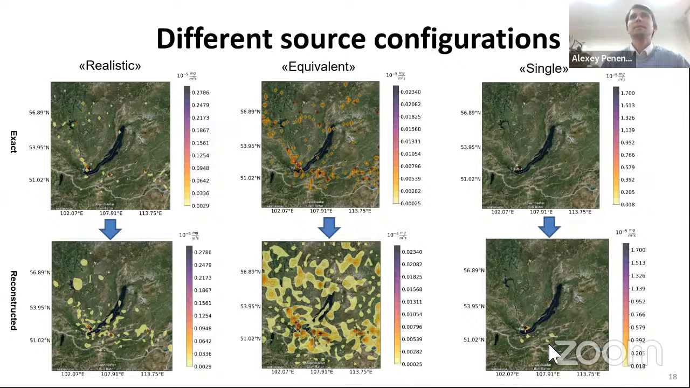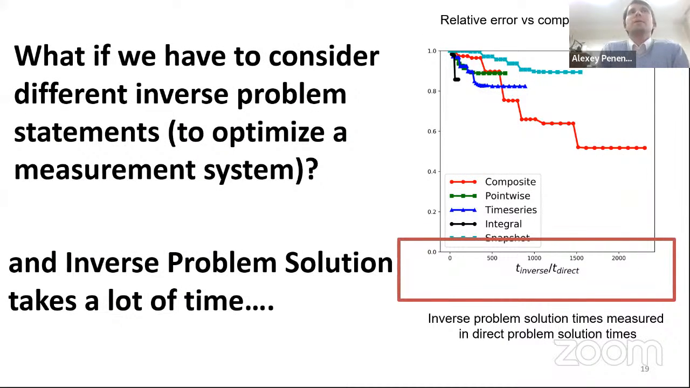You can see. Okay. But what if we need to consider different inverse problem statements, or, for example, to optimize the measurement system? The first solution is to just solve the inverse problem for any configuration and compare the results, as I showed on the previous slide. But if we measure the time of the inverse problem solution in units of direct problem solutions, we can see that it can take thousands of direct problem solutions. And if your direct problem is solved for a week on a supercomputer, then you probably won't be able to use it within this framework.